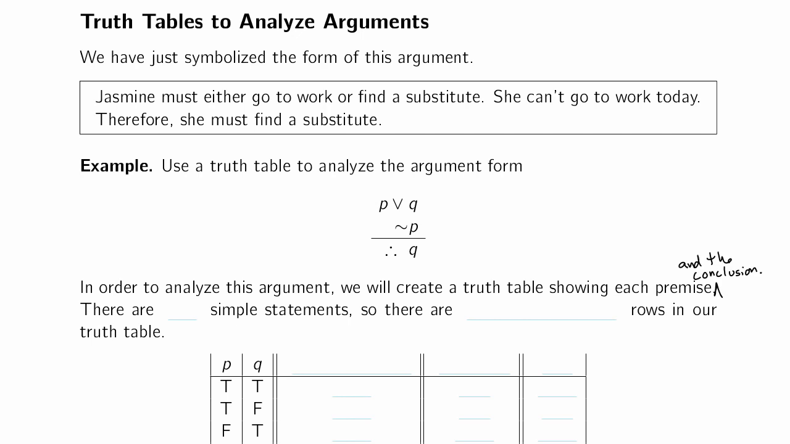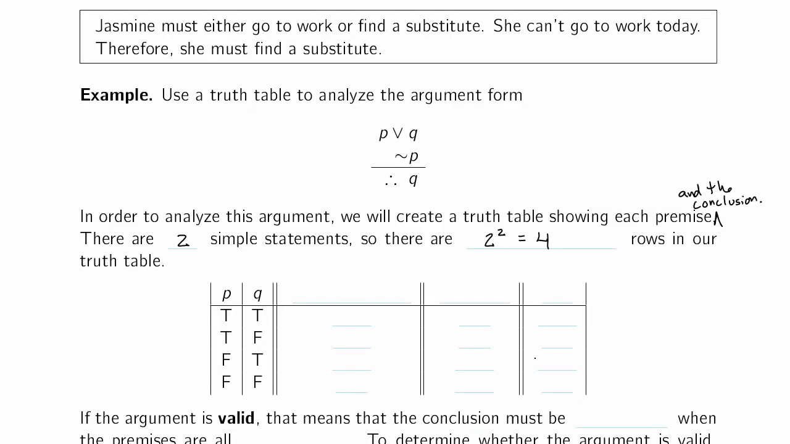conclusion. In this entire argument, there are two simple statements. And so our truth table will have 2 to the second power, or 4 rows. Remember, every time we add a simple statement, we double the length of the truth table. So here we have a truth table for 2 simple statements. Notice our Q statement, the truth values alternate true, false, true, false. And then our P statement, we have 2 trues, 2 falses. That's going to give us every possible combination of true or false.